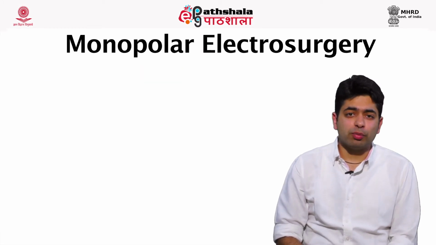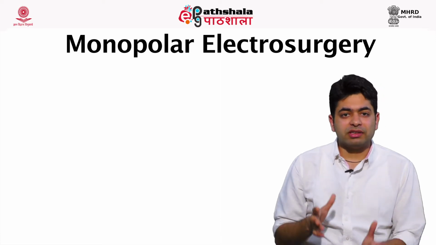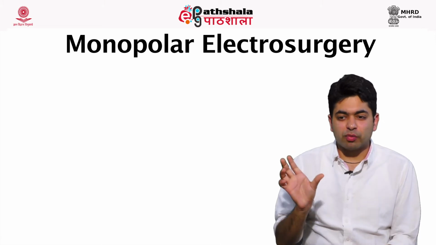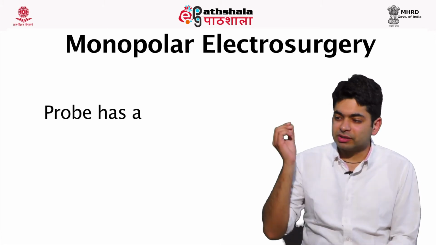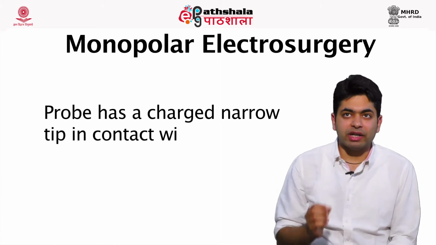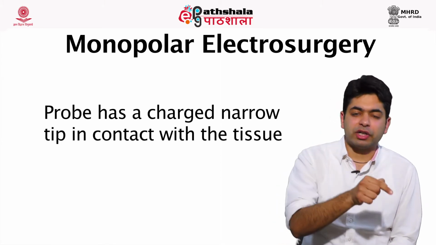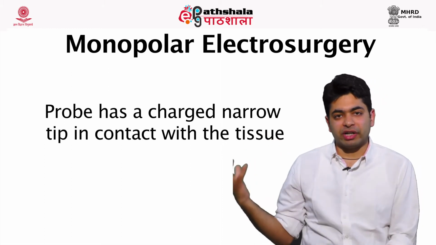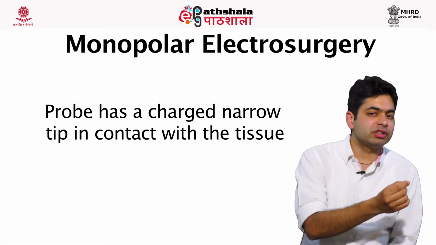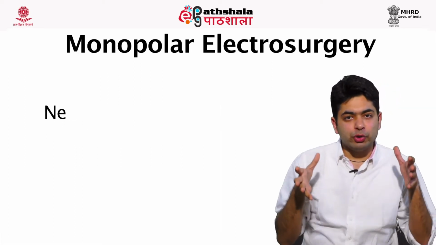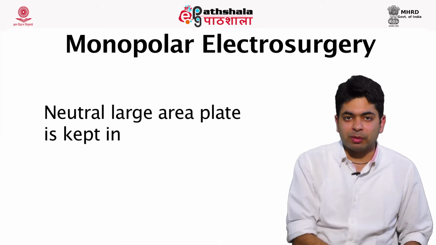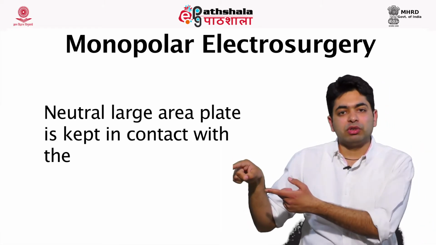Now, starting with monopolar electrosurgery, this is one of the most commonly used instruments, as I have stated multiple times. The instrument is also sometimes called pencil cautery because it's a probe with a single pencil-like metal tip. There is an electrical generator which generates the electricity and it is connected to the probe. That probe touches the tissue and there is another neutral plate which is placed on any large surface area of the patient's body, and that's connected right back to the generator.